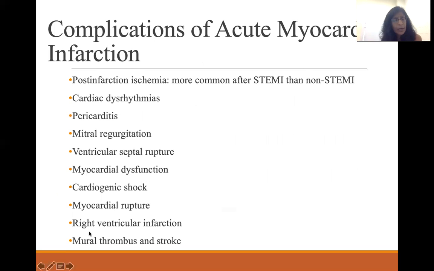Complications of acute myocardial infarction or MI, it could be post-infarction ischemia, okay, cardiac dysrhythmia, pericarditis. These are all heart conditions, as you can tell. Mitral regurgitation, and then the interventricular septum ruptures, or myocardial dysfunction, cardiogenic shock, where there is very little blood being ejected, myocardial rupture. So you saw the septal rupture, here you're talking about rupture elsewhere, right ventricular infarction, and then mural thrombus or stroke causing MI.